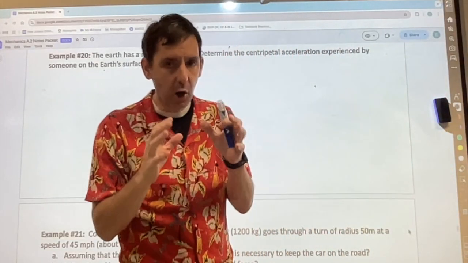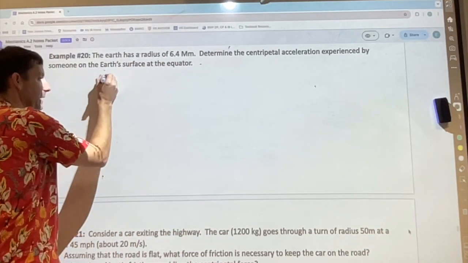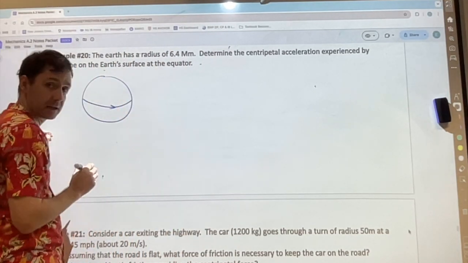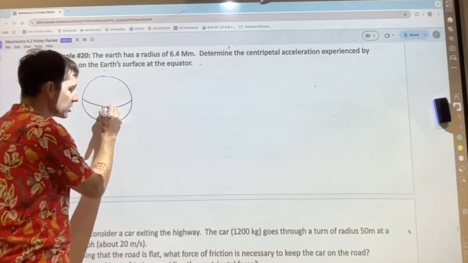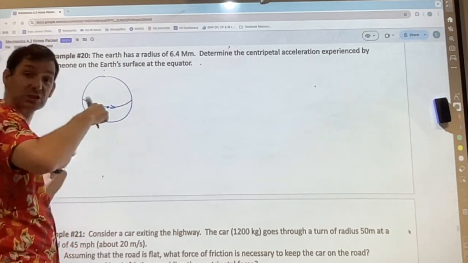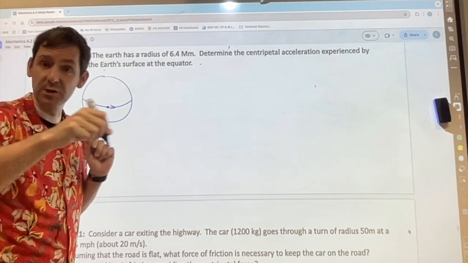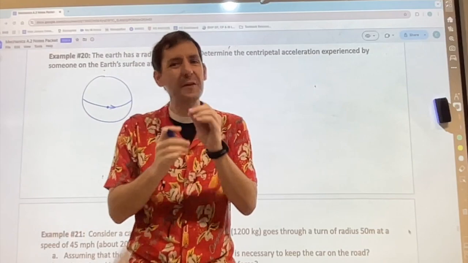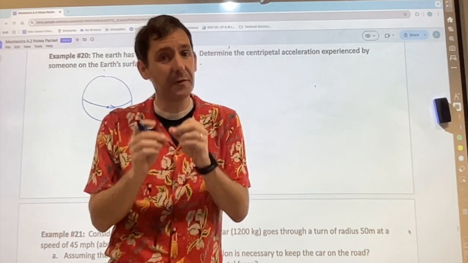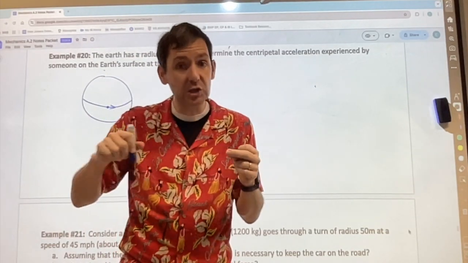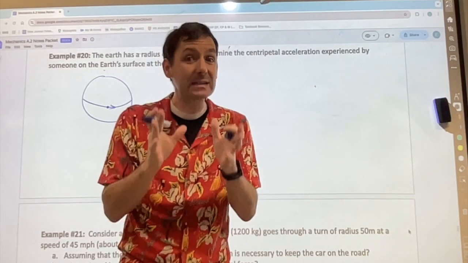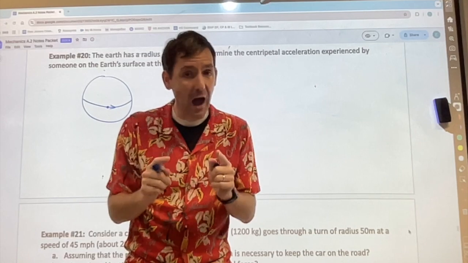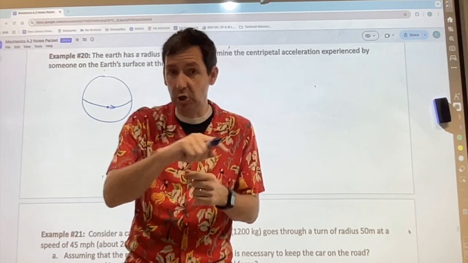Okay, so we know that the Earth is a sphere. The Earth rotates around like this. Somebody on the surface is going on a circle around the center of the Earth. Okay, now you don't have to worry about all the individual forces. The fact is the person is going in a circle, therefore the net force is towards the center of the circle. If not, your person would not go in a circle.